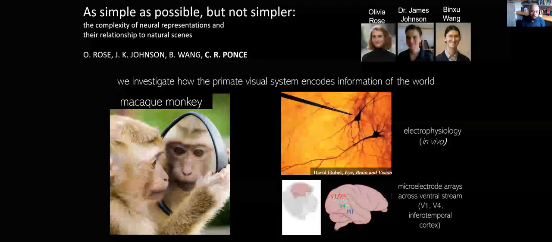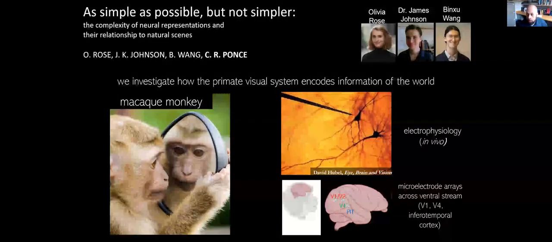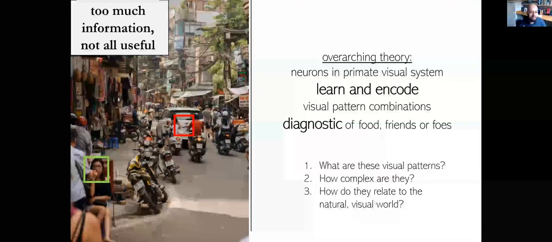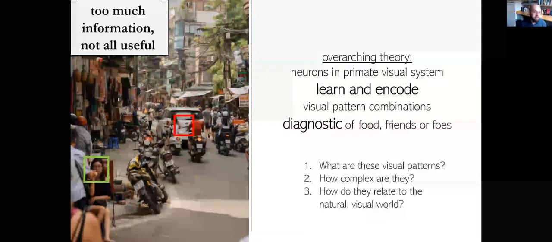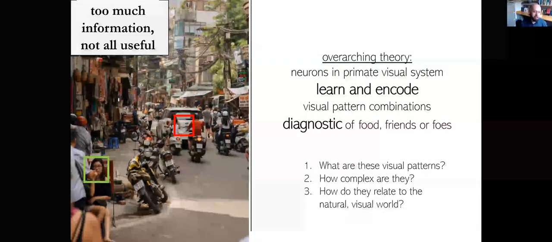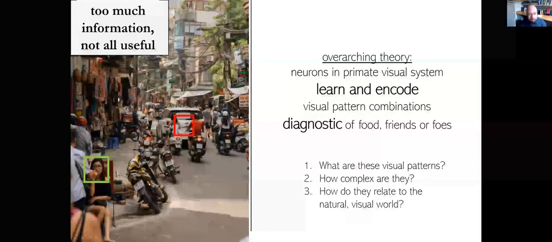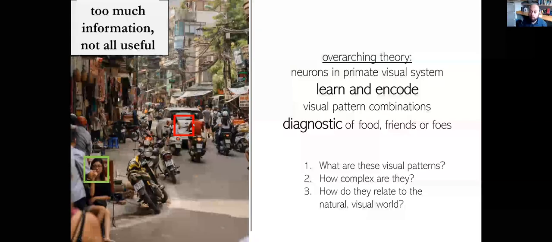So in my lab, we investigate how the primate visual system encodes information about the world. And we think that the key problem to look at is the idea that the world has a lot of information in it, but only some of it is useful to a given organism that might care more about patterns present in faces or body parts than those occurring randomly in the background.